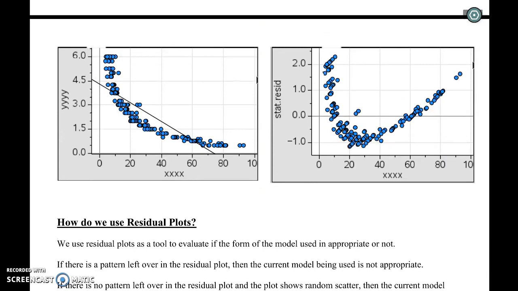Here's another one, a crazy curved data set. Obviously, a linear model is not appropriate, and here is the corresponding residual plot. So, this is a residual there. This is that residual. I guess I don't even know which one it is. Probably that one right there.